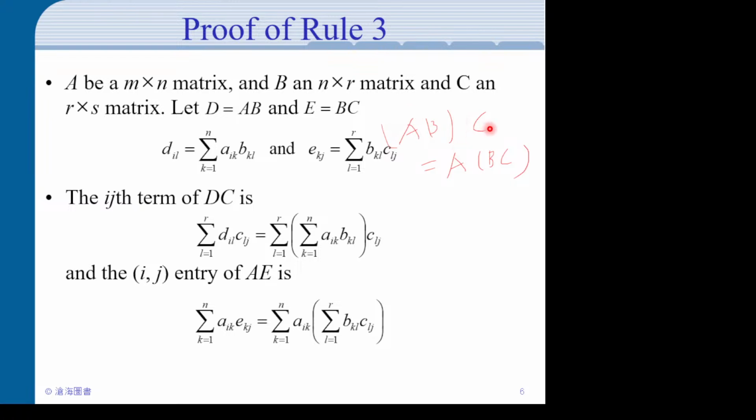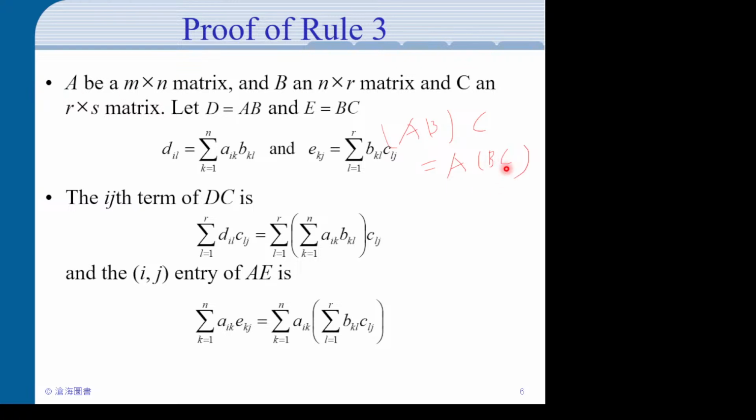So the ijth element of this AB is the sum of a_ik and, oh okay, we need more dummy variables, so we call this the ilth element. So this is a_ik times b_kl, and k sums from 1 to n. And similarly, we have this E here. And something important: the second dimension of A needs to be the first dimension of B, so you can do multiplication together. And the second dimension of B needs to be the same as the first dimension of C. Okay, so that's important to note. So this n equals this n, and this r equals this r.